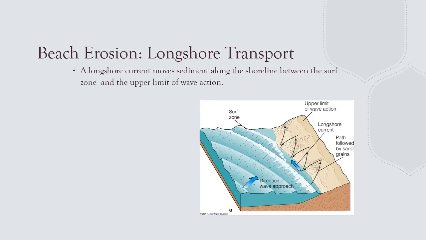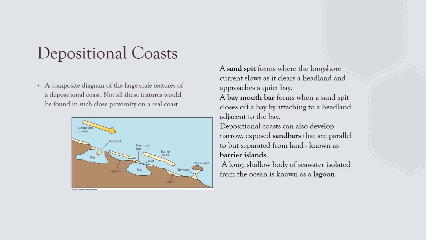The beaches are eroded by longshore transport. As the waves come in, they push our beach in the direction of the longshore current. This leads to the formation of barrier islands, spits, bay mouth bars, and sandbars. All these are typical landforms on depositional coasts.